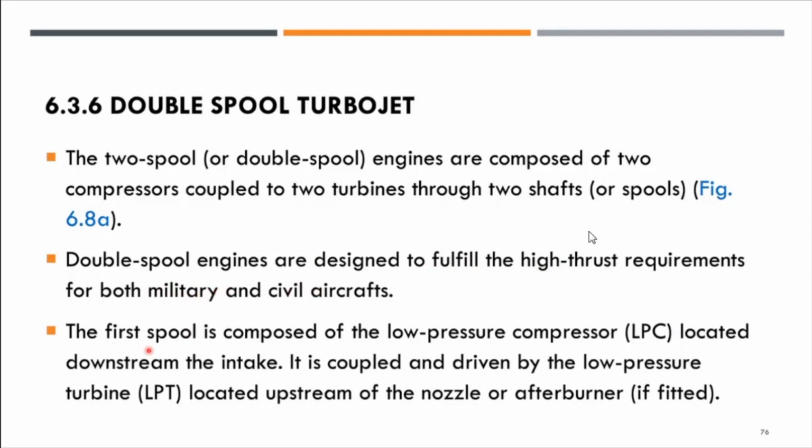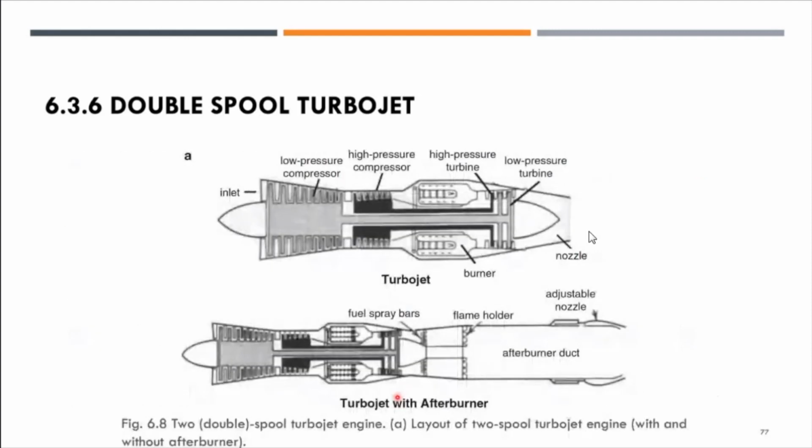The double spool engines are designed to fulfill the high thrust requirements for both military as well as civil aircraft. The first spool is composed of the low pressure compressor LPC located downstream to the intake, and it is coupled and driven by the low pressure turbine. LPC is connected to LPT, low pressure compressor connected to low pressure turbine, located upstream of the nozzle or afterburner if fitted. So this is just a schematic diagram, a cutaway of a simple turbojet engine. Okay, a double spool turbojet engine.